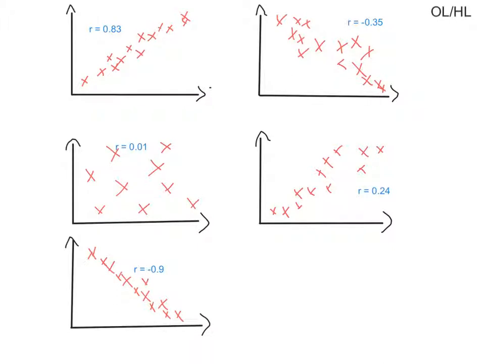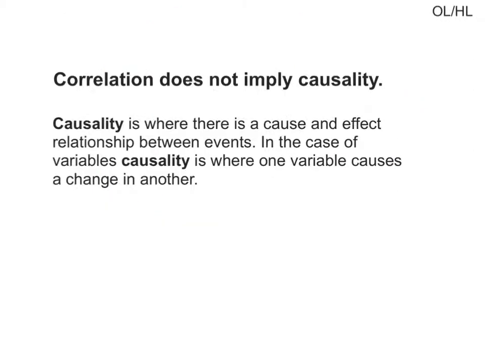We have one more item to cover on correlation. Correlation does not imply causality. Causality is where there is a cause and effect relationship between events. In the case of variables, causality is where one variable causes a change in another. In comparison with correlation, variables may increase with each other or have an inverse relationship where one increases and the other decreases. However, the change in one variable is not causing the change in the other variable.